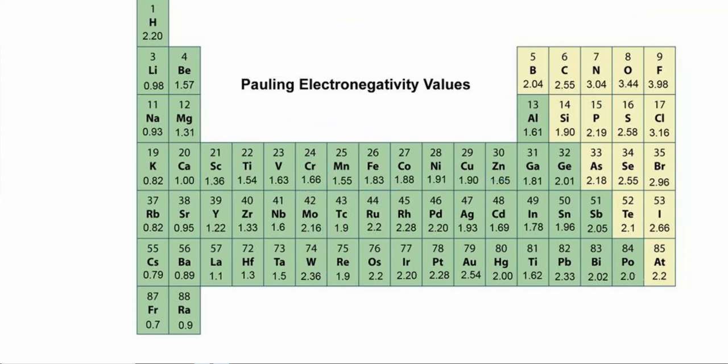So, another exception to these rules is noble gases. As you can see, they're not included in this table. Normally, there would be a column right here, and they're not included because they don't have electronegativity values. Since noble gases already have a full valence shell of electrons, they are considered extremely stable and don't need to attract electrons, and therefore do not have electronegativity.